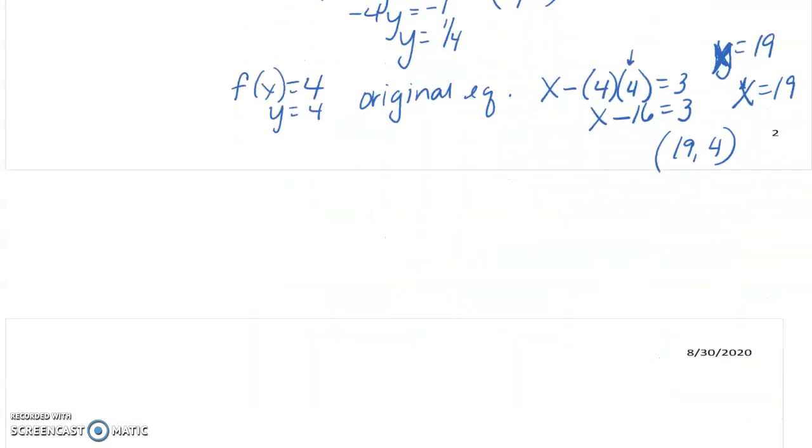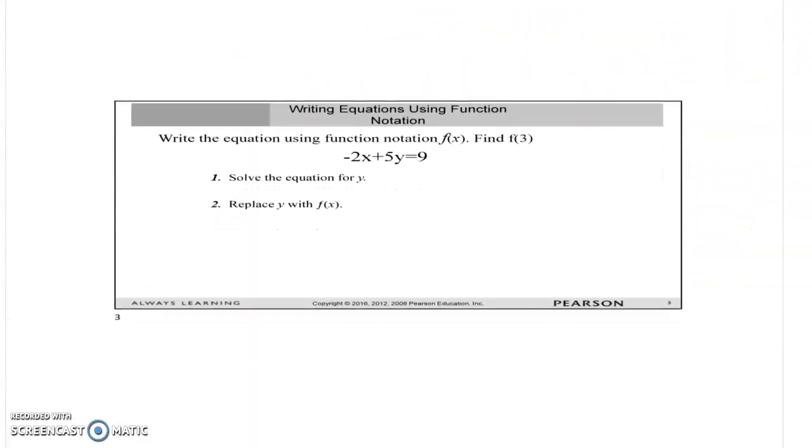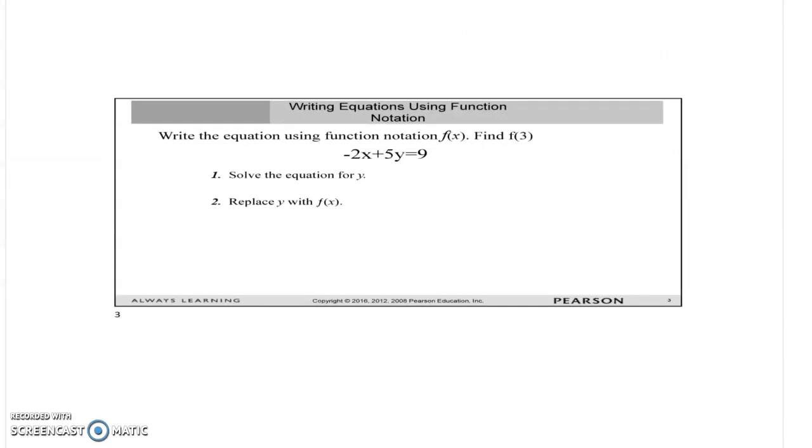All right, let's do another one. Okay, so we're going to write the equation using function notation. So again, we're going to solve for y. So I'm going to add 2x to both sides. 5y equals 2x plus 9. I'm going to divide by 5. Y equals 2/5 x plus 9/5. Now I'm going to replace the y with an f of x.